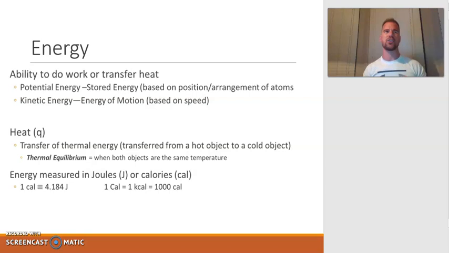But that's why, if you stay in a pool for long enough or a hot tub or anything, it takes your body a little bit of time to adjust, but eventually it will if you can handle it. And so that's what thermal equilibrium is.